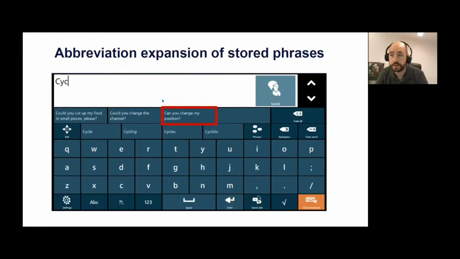The abbreviation expansion of stored phrases, as I mentioned as well, if we had a specific sentence, here we're typing in, for example, CYC. And then you see, for example, can you change my position? So CYC are the first letter of the first 3 words. So that's speeding up that conversation even more, just knowing the first letter of each word, and I can get my saved phrase or my speech history phrase, and that will pop up for me straight away. I can use that for communication.